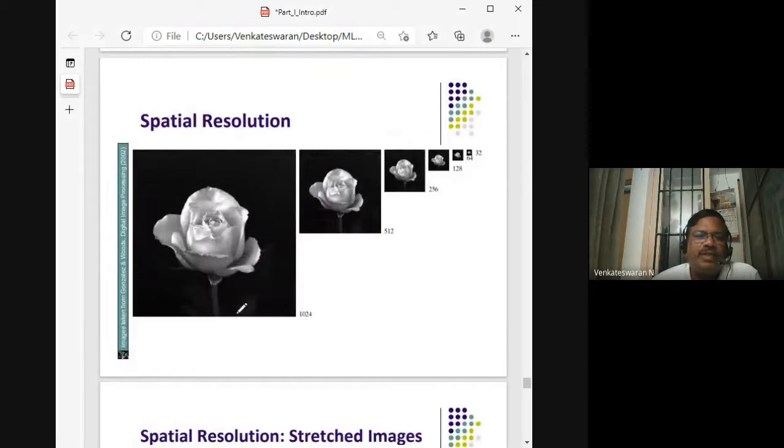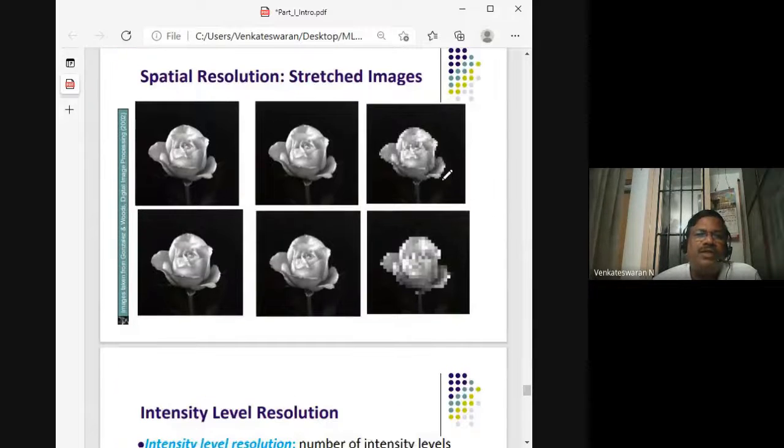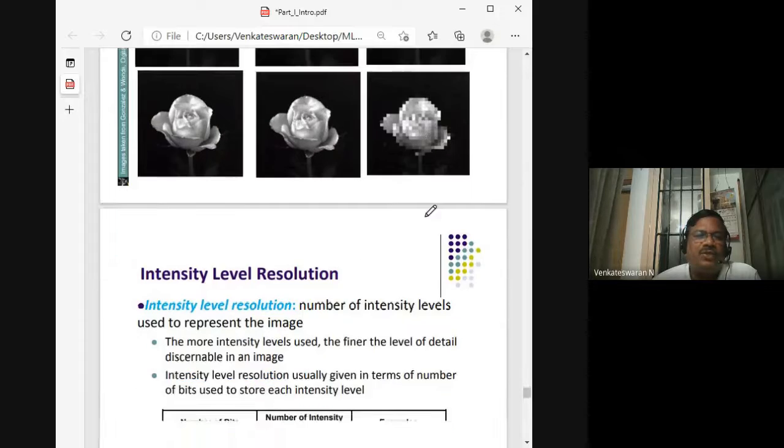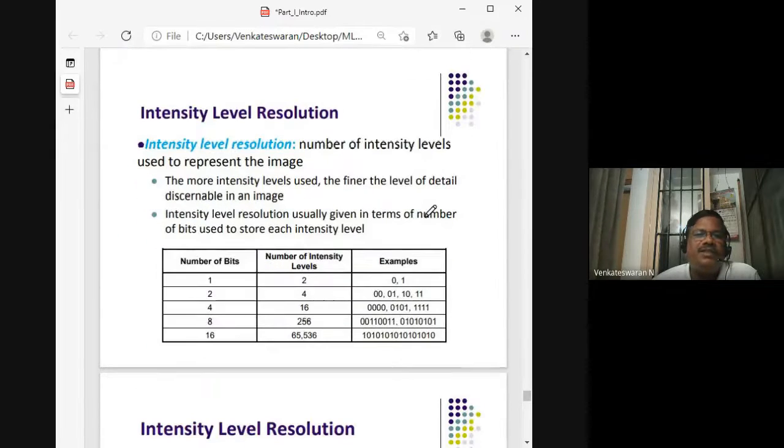In a typical spatial resolution, the size of the image pixels keeps decreasing. Therefore, you see a smaller sized image. When a smaller sized image is stretched, this is the zoomed version, you actually lose the actual shape and beauty of the petals that are there, which are getting distorted. Similarly, there is intensity resolution.